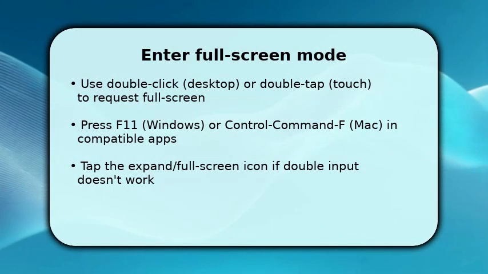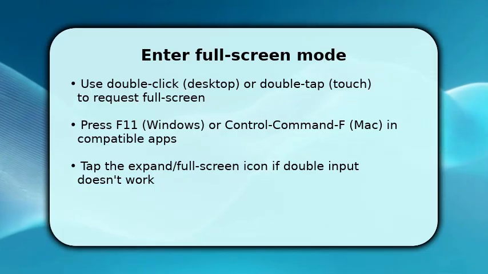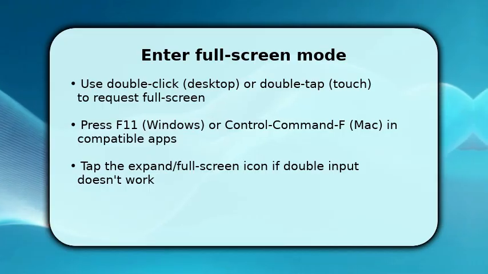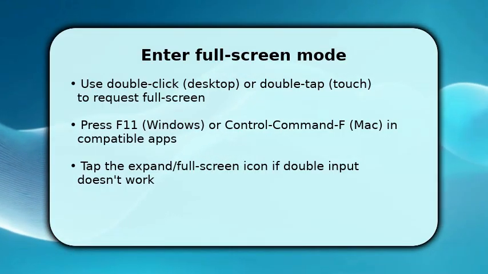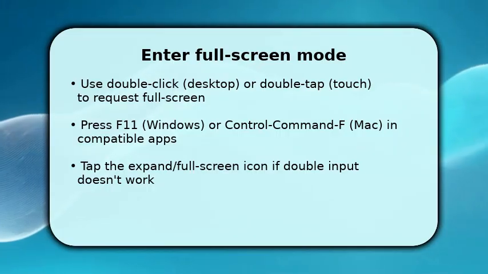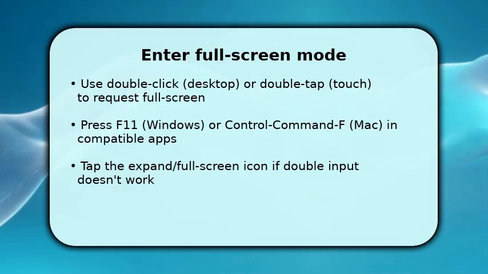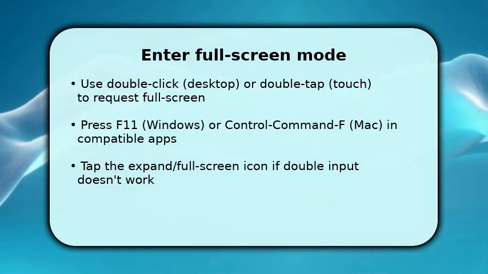Now move to the actual expansion. Double-click on desktop or double-tap on a touchscreen to trigger full screen in most viewers. This is fast and consistent. Alternatively, press F11 on Windows or Control-Command-F on Mac when the image window is focused. These shortcuts tell the system to hide chrome and maximize the view. If those inputs don't work, look for the expand or full screen icon in the viewer toolbar and tap it.